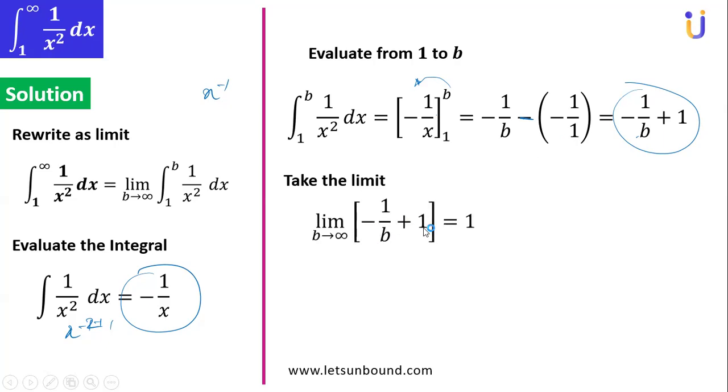Minus 1 by b plus b. So b tends to infinity means 1 by b will tend to 0. So just 1. So the entire original integral is equal to 1. Got it? Now 0 to 1, 1 by root x dx.